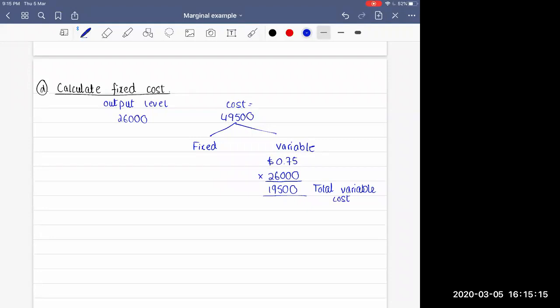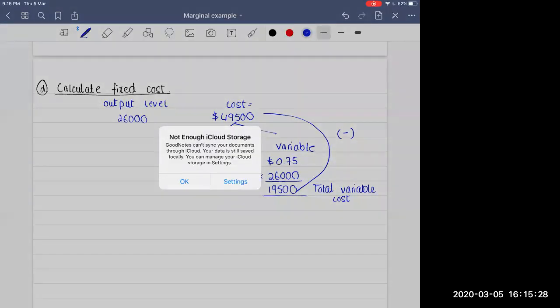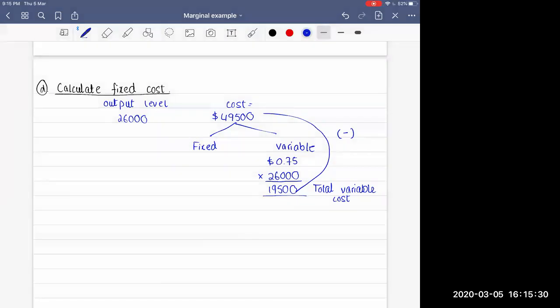Sir, now if I know the total variable cost and I know the total cost as well, I can calculate the amount of fixed cost. Total cost minus total variable cost will give me fixed cost. Total cost is 49,500 less total variable cost is 19,500. That is the fixed cost. And what is my fixed cost? It's 30,000.